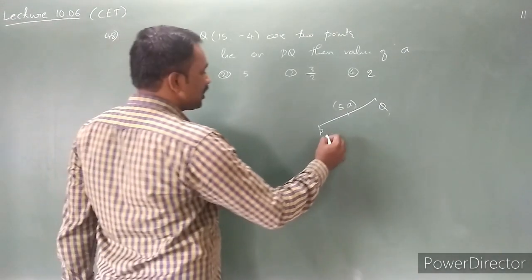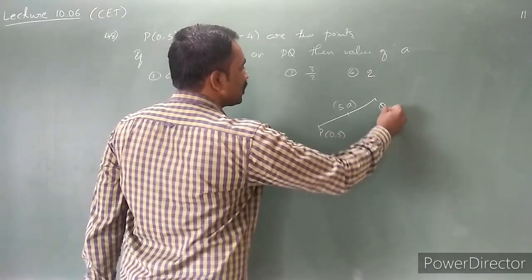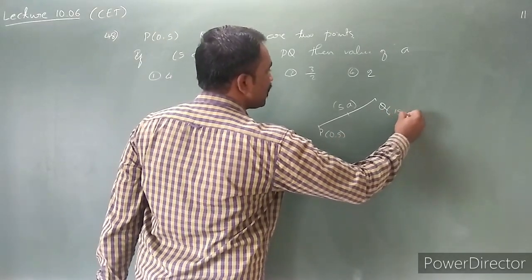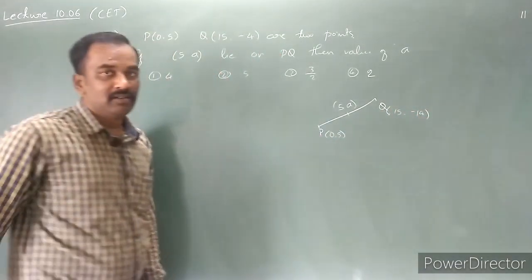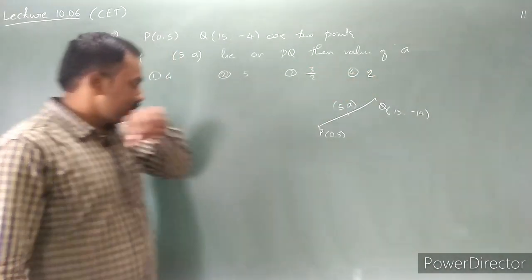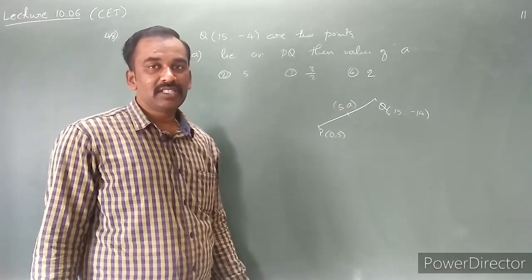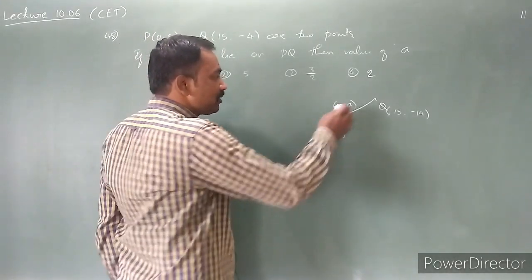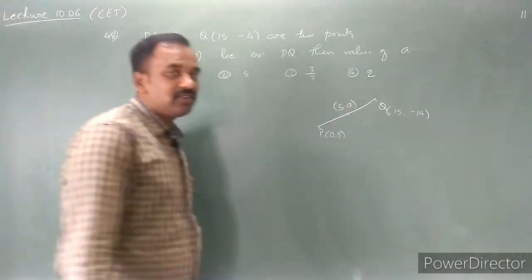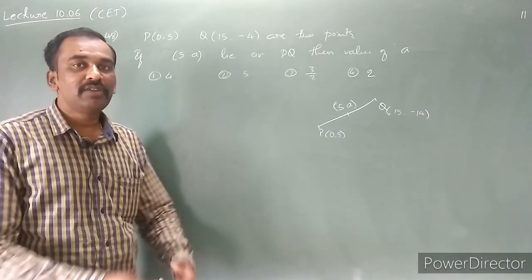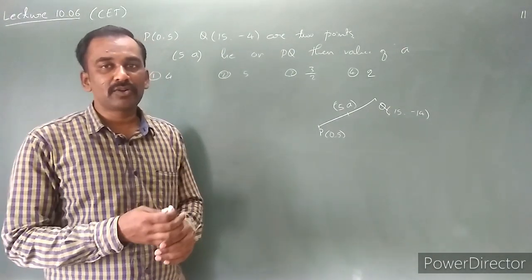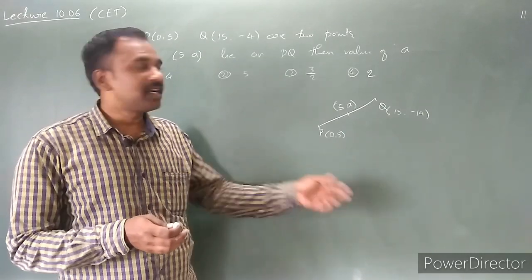So P coordinate we already have, 0, 5. Q coordinate we know is 15, -14. Given the 3 points, can I consider that they are collinear? If 3 points are collinear, then we know the conditions of collinearity, depending upon the different methods.